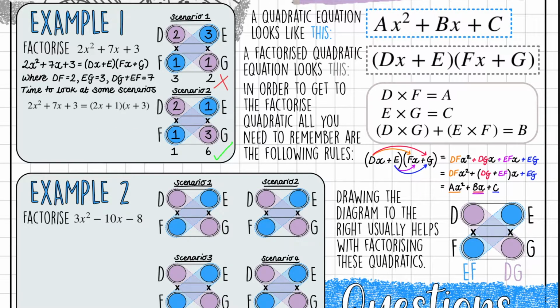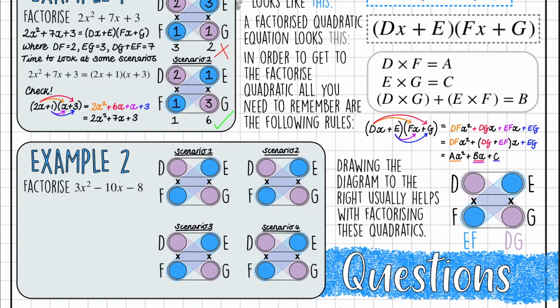As I said in part 1, it's always good to check your answer. So here, this is me checking to make sure I haven't messed up. I've taken the factorised expression, I've expanded the brackets, I've simplified, and I've checked that this quadratic here is equal to my original quadratic. Therefore, I know I've factorised properly. Let's have a look at example 2.